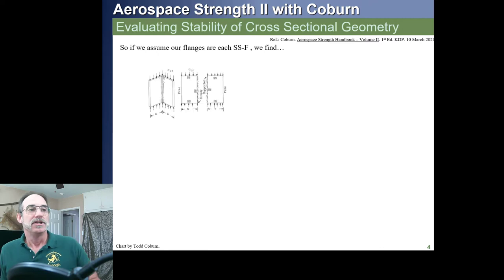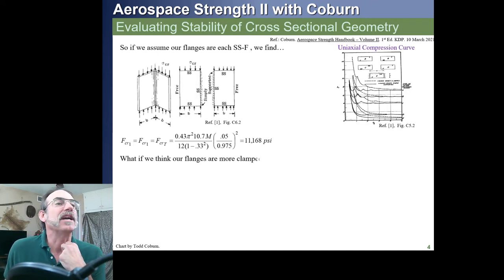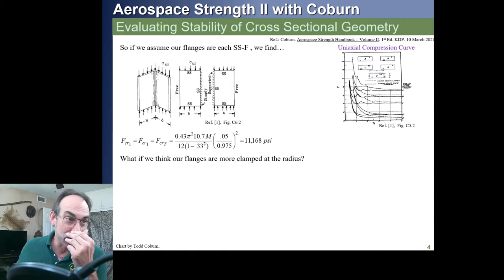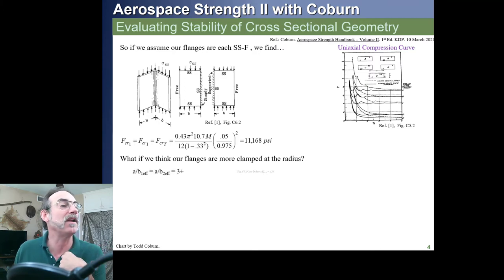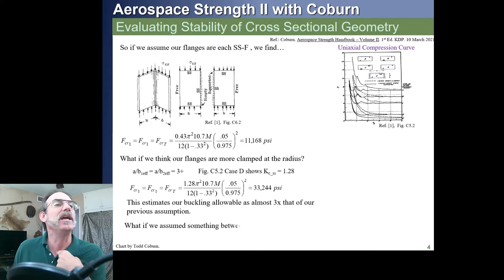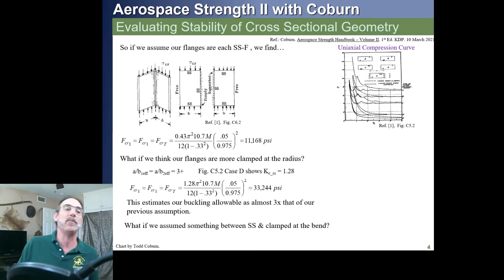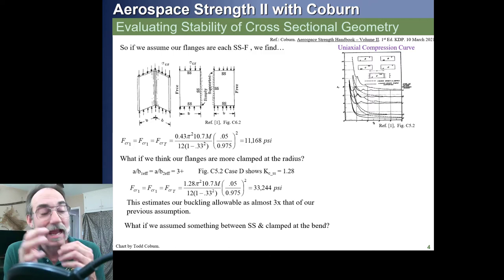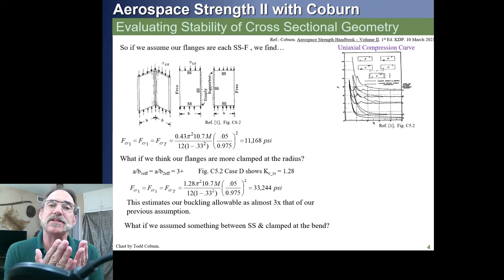Okay? So if we wanted to take this further, this was assuming that the edges and the fold were all simple supports. What if we had a different support? What if we have a clamped condition? Then we go to the same figure, but now we're on case D, and we see that our buckling coefficient has jumped from 0.43 to 1.28. That's much higher. So if this thing were actually clamped, it would have a much higher buckling allowable. However, since these thin sections are often attached to thin sections, usually something closer to a simple support is more appropriate.